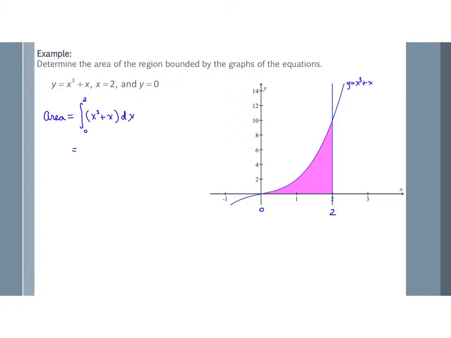And so now finding our antiderivative is not difficult here. We have a polynomial, so I raise the power, divide by that new power, raise the power, divide by the new power, from the lower limit to the upper limit. Putting these upper and lower limits in for x, we obtain 2 to the 4th over 4 plus 2 squared over 2 minus 0 to the 4th over 4 plus 0 squared over 2. And this yields for us 6.